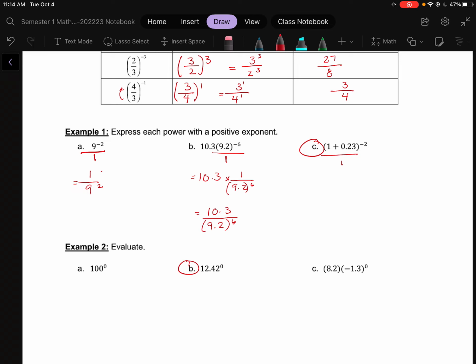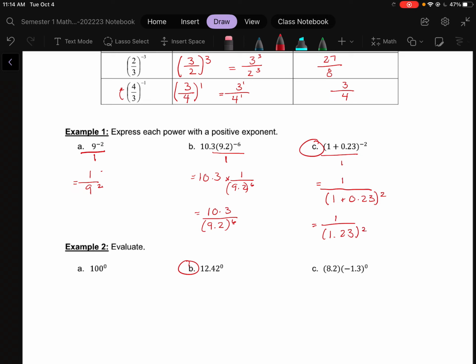All right, so as I mentioned the hint, it's over 1. So now we have to flip it. It's going to be 1 over, and in brackets 1.0, oops, I'm giving you the answer already. 1 plus 0.23 to the power of 2. Now we keep whatever's in the brackets and we add them together, so our answer is going to be 1.23 to the power of 2.